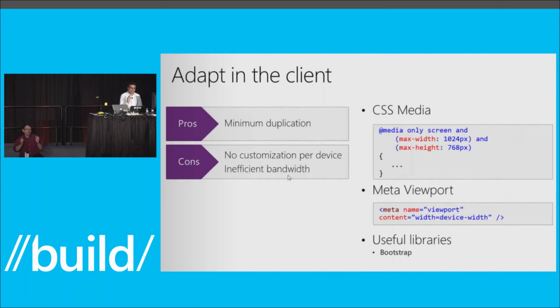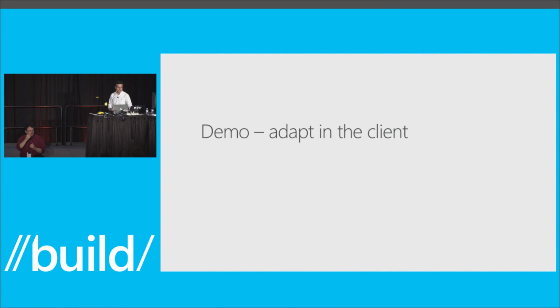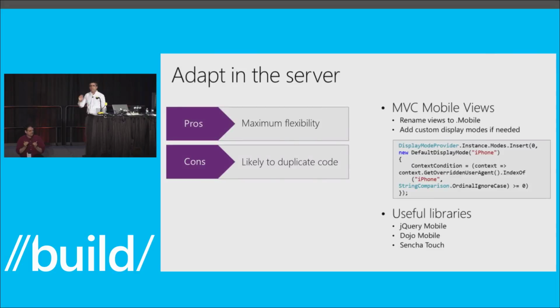is, let's go a little bit crazier. So now I'm going to adapt in the server. I'm going to get the user agent of the device that is doing the request to my service, and depending on that, I'm going to send a different page. So the pros of that: maximum flexibility. Now I can really use any UI customized for the device, because I'm going to use a completely different UI depending on the device that I'm using.